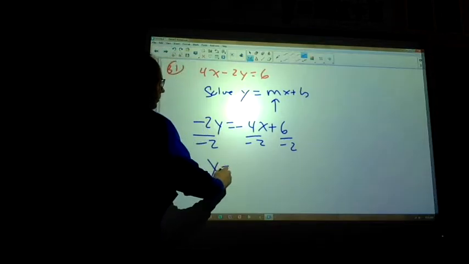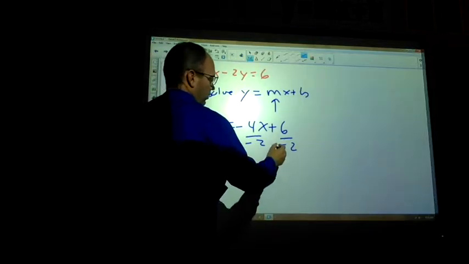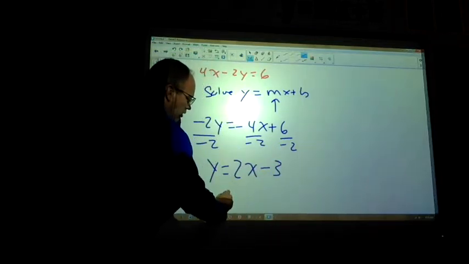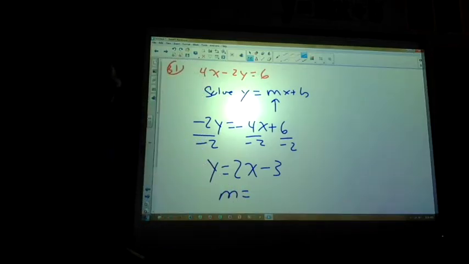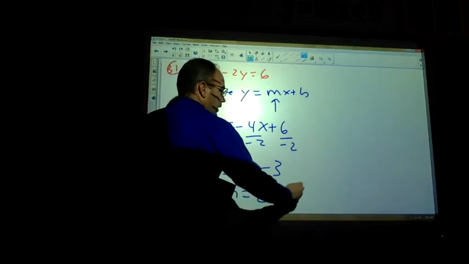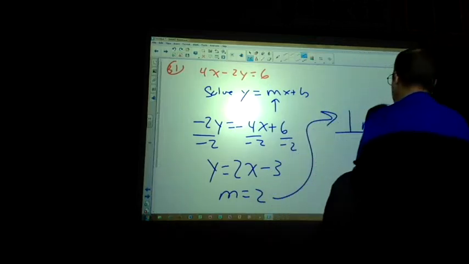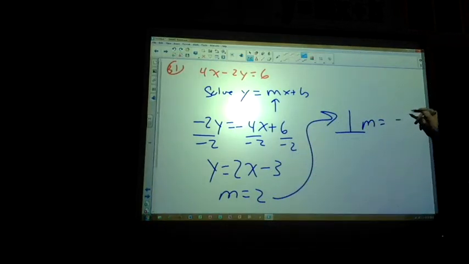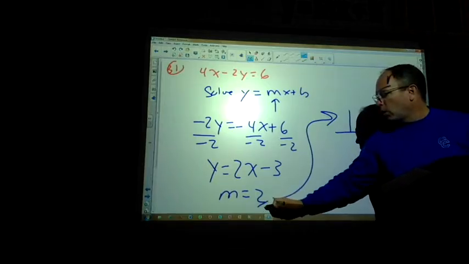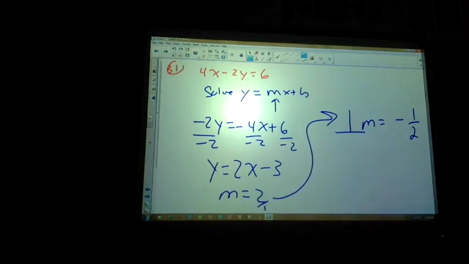So y equals 2x and then minus 3. So what is my slope of this line right now? 2. What is the perpendicular slope? Negative 1/2. It's the opposite sign and then flipped over. Okay? Some people might see this as 2 over 1. It means the same thing. Cool?